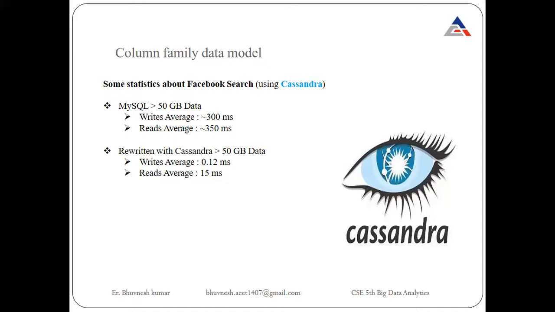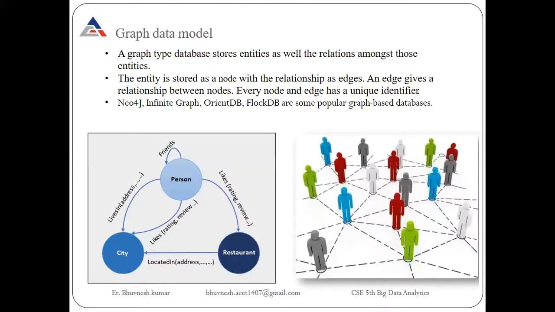That is the difference between these products. Then next is the graph data model. A graph type database stores entities as well as the relations amongst those entities. In your graph there is a relation between entities. Like in this diagram, there is a person, a city, and a restaurant, and they have a relation between them. Person is a single node, city is another node, and restaurant is another node, and they are connected with edges. Each node has a relation with different nodes.